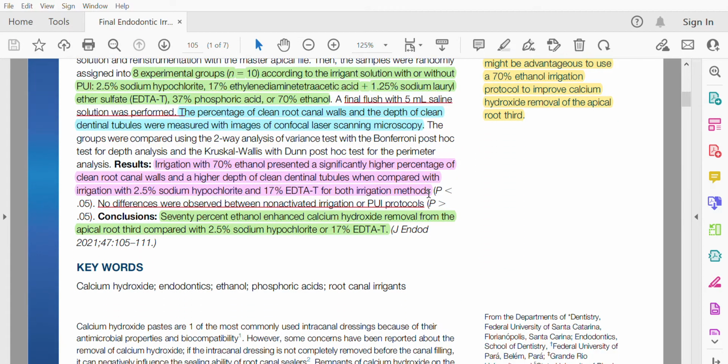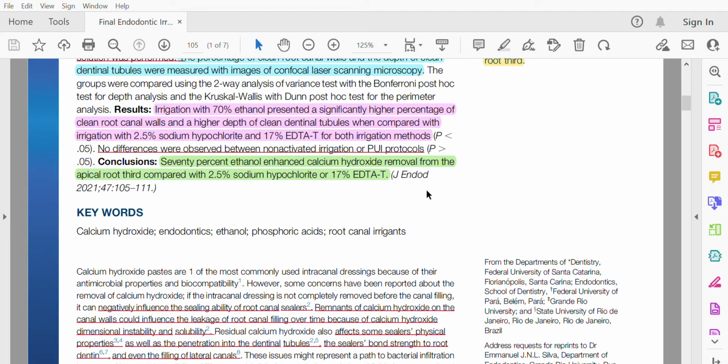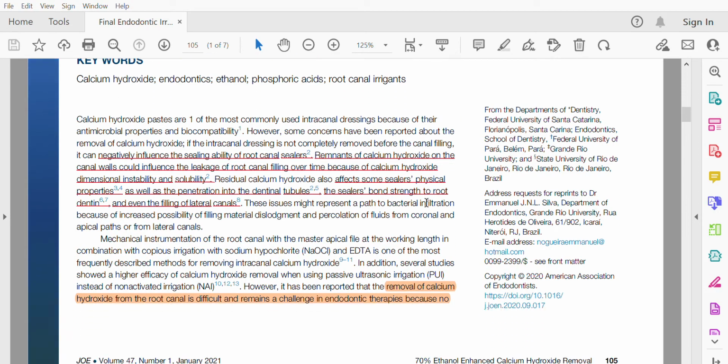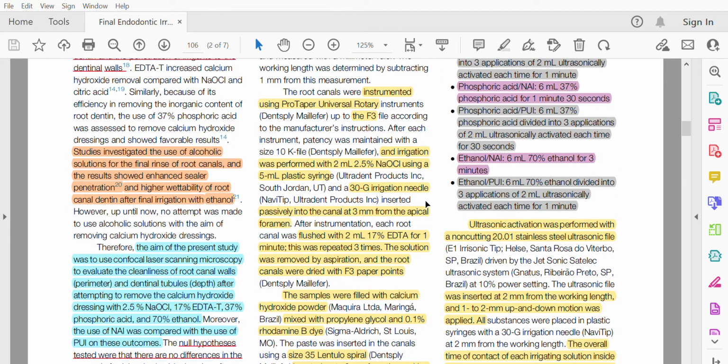In the beginning, they state the problem that incomplete removal of calcium hydroxide, or remnants of calcium hydroxide, can influence the sealing ability of the root canal sealer and also the leakage of the root canal filling over time, because calcium hydroxide has instability and solubility.